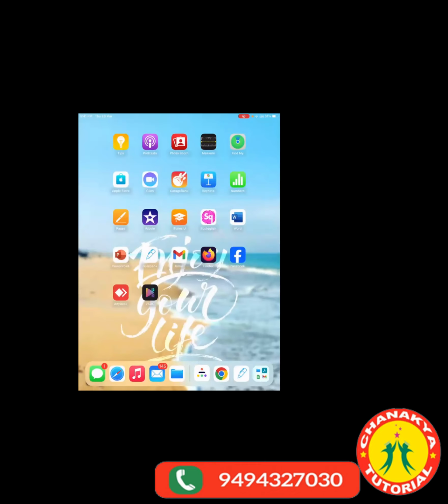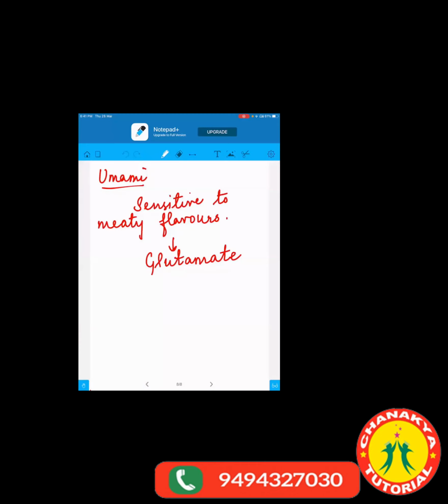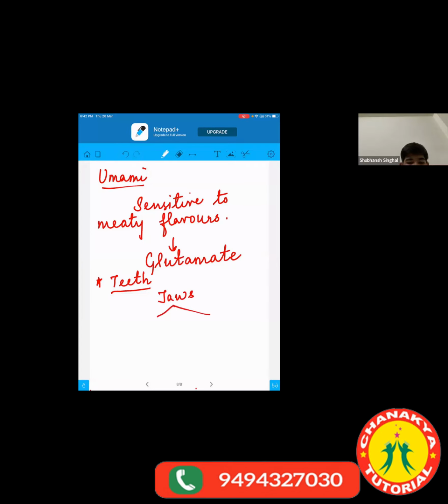Fine. So that's about the tongue. Now moving to the next part, which is the teeth. Before that we should talk about the jaws, right? So how many jaws do we have? Two. What are those? Upper jaw and lower jaw.